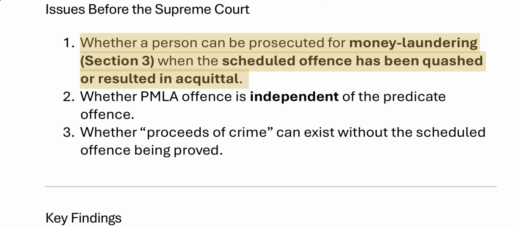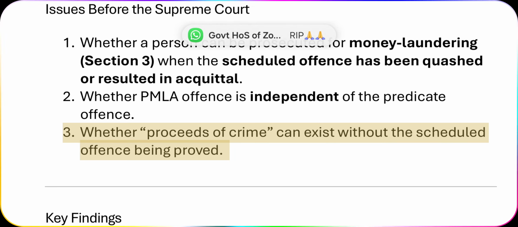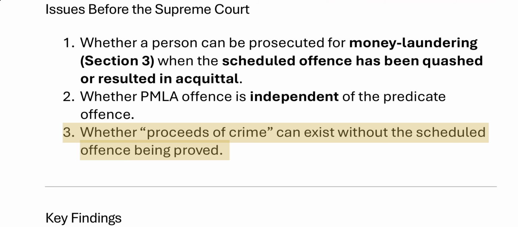1. Whether a person can be prosecuted for money laundering, Section 3, when the scheduled offense has been quashed or resulted in acquittal. 2. Whether the PMLA offense is independent of the predicate offense. 3. Whether proceeds of crime can exist without the scheduled offense being proved.